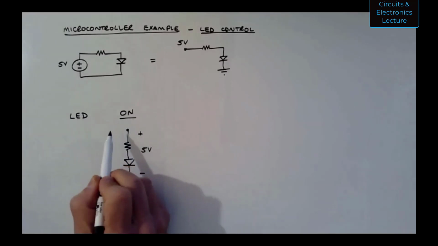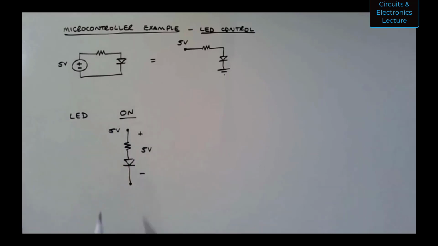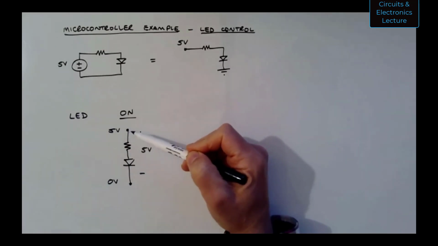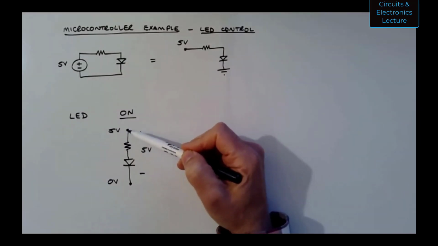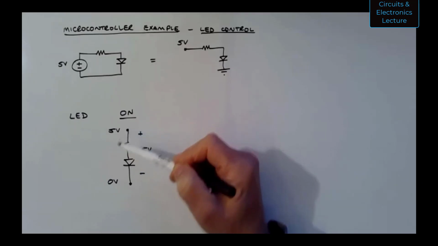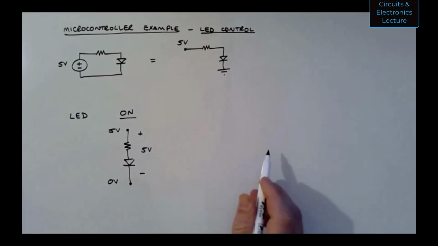A way I could do that is to have 5 volts node voltage at the top and 0 volts node voltage at the bottom. So if I have a logic level 1, assuming the output of this logic chip can supply enough current to power the LED, if I have a logic level 1 at the top node and a logic level 0 at the bottom node, this LED would light up.